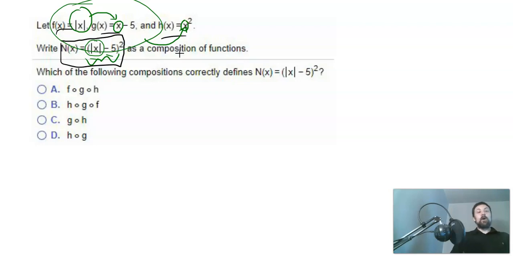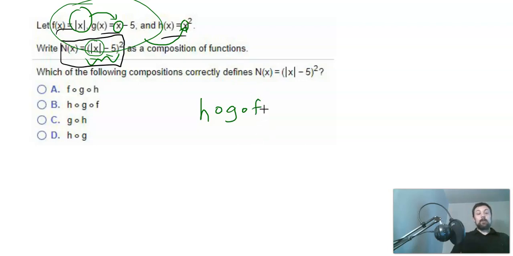So that's what I want to do: I want to take f, plug it into g to make it look like this, absolute value of x minus 5. And then I want to take that result and plug it into h. So how do I write that as a composition to make sure the plugging in happens in that particular order? You have to write it like this: h composed with g composed with f.